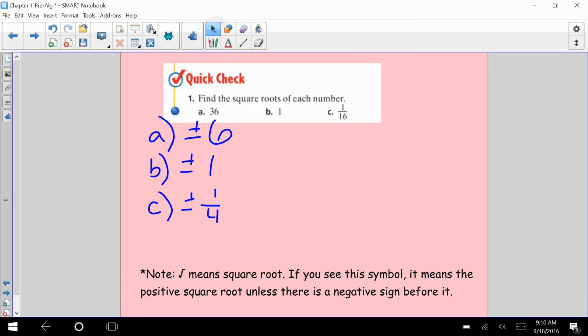A little note, that symbol means square root. So this symbol right here, square root. If you see that symbol, it only means the positive one, unless there's a negative sign written before it. So if you see that symbol in a problem, you do not have to do the positive or negative.